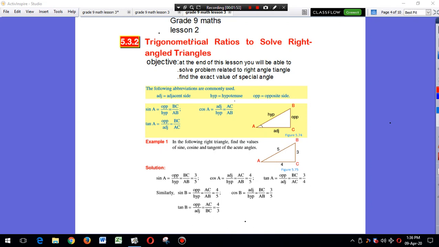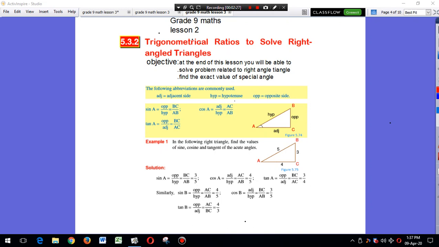The following abbreviations are commonly used. Ad stands for adjacent side, hyp stands for hypotenuse, and op stands for opposite side. So sine A is defined as the opposite side of angle A divided by the hypotenuse, and cos equals adjacent over hypotenuse, and tan equals opposite over adjacent.